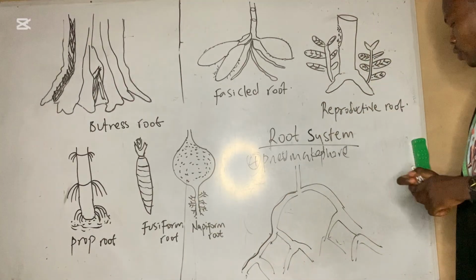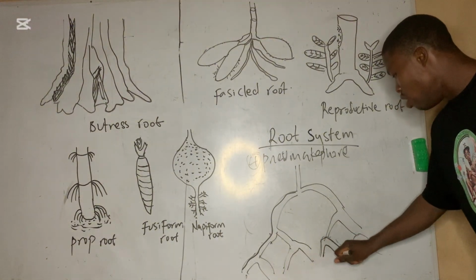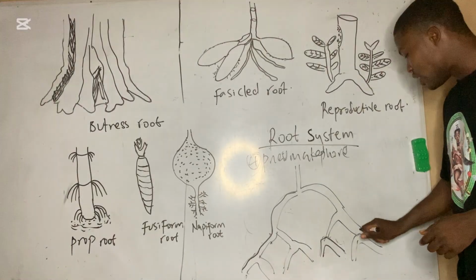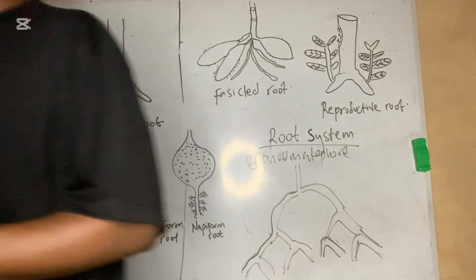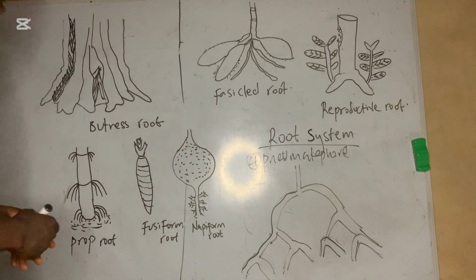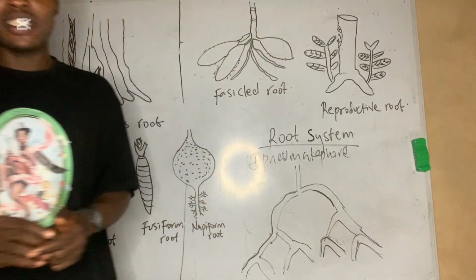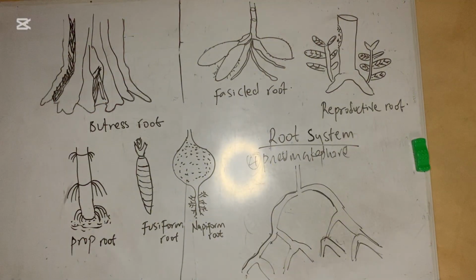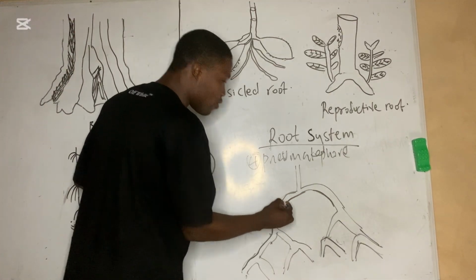All right, so this is a pneumatophore root. It allows the plant to exchange gases in water. It's commonly seen in hydrophytes, so plants that grow in waterlogged conditions usually have this type of root.